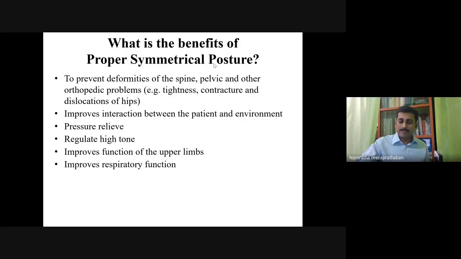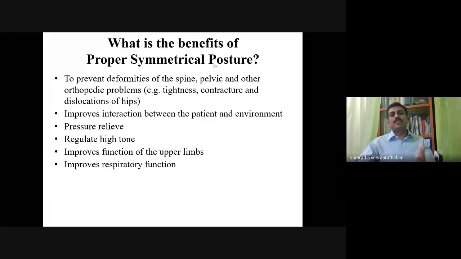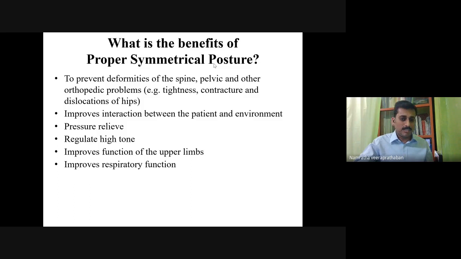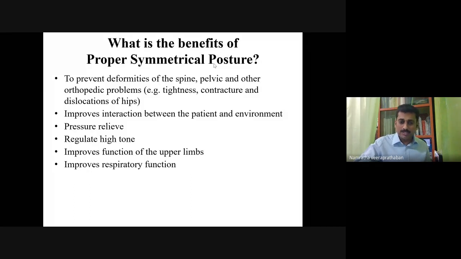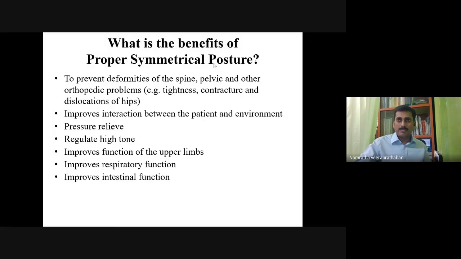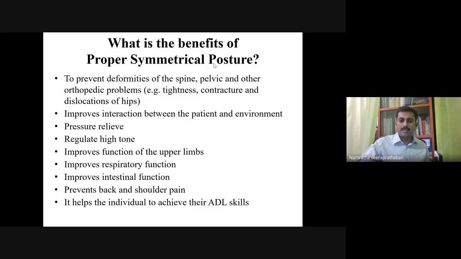It improves respiratory function. Imagine you have scoliosis. What happens to the intercostal muscles? They are not functioning properly, and you will have respiratory problems. Once you make the patient sit in symmetrical posture, as we discussed just before, respiratory function can be improved. It also improves intestinal function, because you are making the patient upright against gravity, so that can improve digestion as well, and it prevents back and shoulder pain.